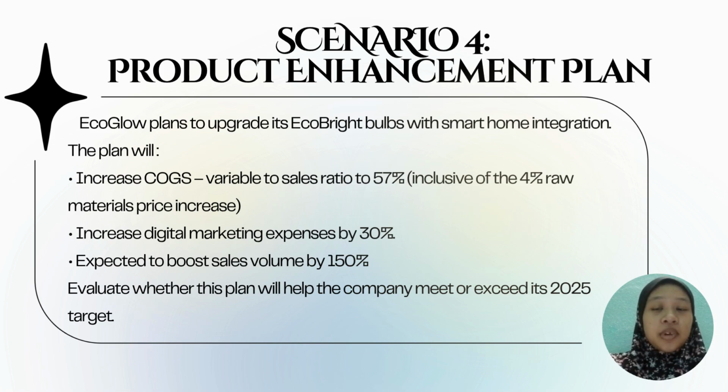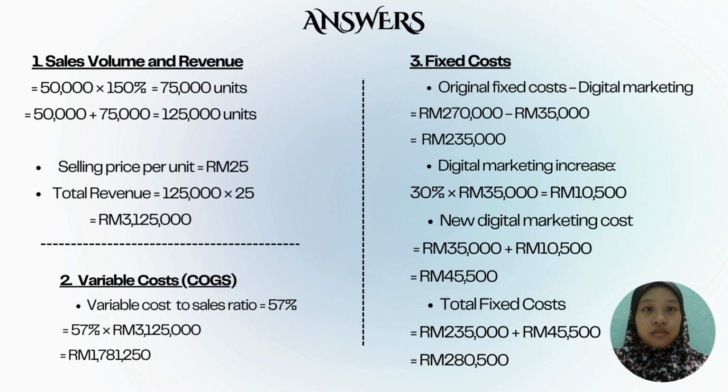EcoGrow plans to upgrade its EcoBright loan with a smart home integration. This plan will increase COGS variable to sales ratio to 55%, inclusive of a 4% raw material price increase. Increase digital marketing expenses by 30%, and expected to boost sales volume by 150%. So we need to elaborate whether this plan will help the company meet or exceed its 2025 target. Next, let us begin with the financial analysis.